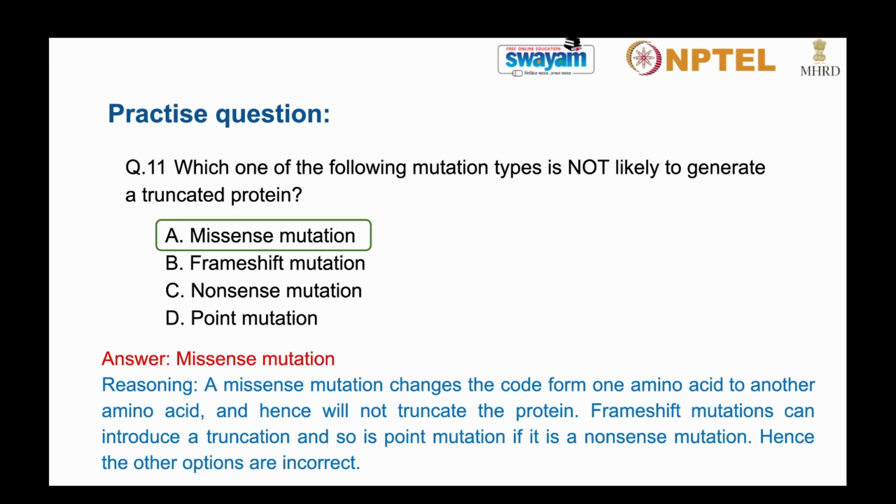Even missense will also produce a complete protein. Only in nonsense mutation is there a stop codon. So the question is which one is not likely to generate a truncated protein. Nonsense will always generate a truncated protein, right?